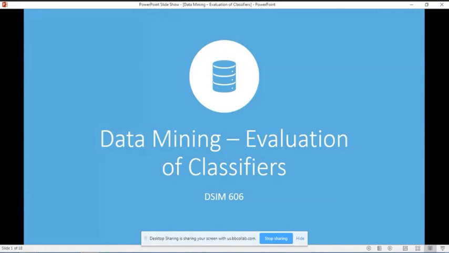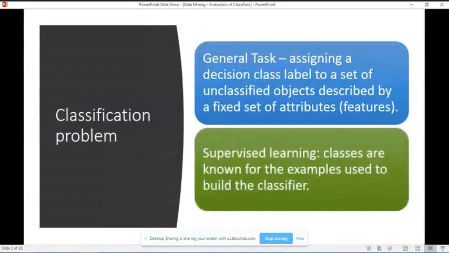Evaluating our predictive models, in particular how to evaluate our classifiers. In a classification problem, our general task is to assign a decision class label to a set of unclassified cases based on a set of variables, given a set of pre-classified examples.